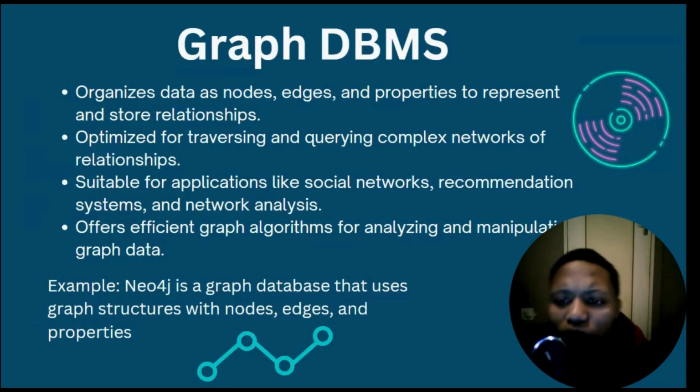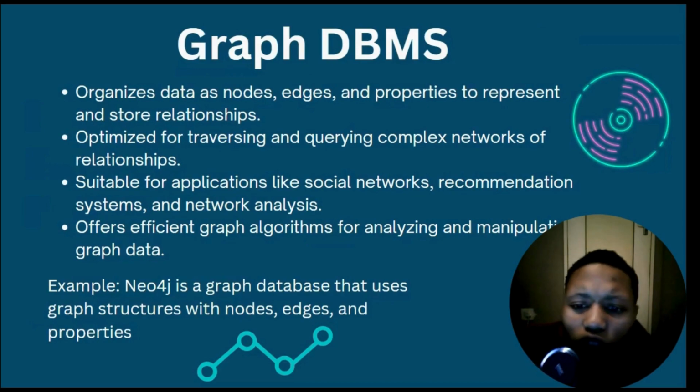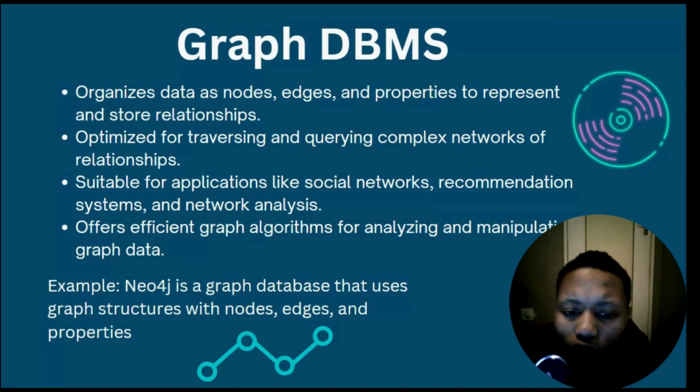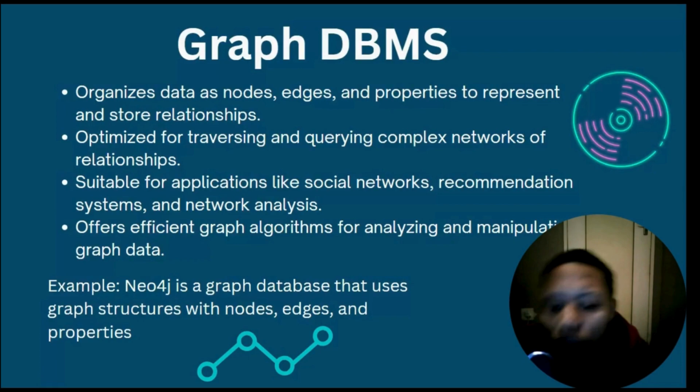Graph database management system. This organizes data as nodes, edges, and properties to represent and store relationships. Optimized for traversing and querying complex networks of relationships, suitable for applications like social networks, recommendation systems, and network analysis. This offers efficient graph algorithms for analyzing and manipulating graph data. Example: Neo4j is a graph database that uses graph structure with nodes, edges, and properties.